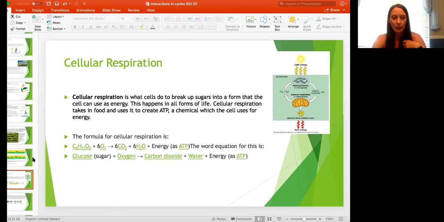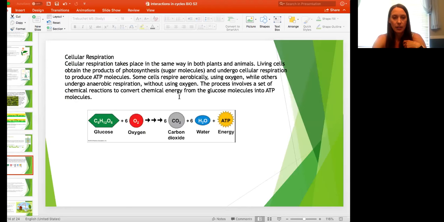Okay, you guys with me so far? I'm going to look at another little diagram of that, and go into a little bit more depth here. Cellular respiration takes place the same way in both plants and animals. Because we talked about how plants have to use that sugar to grow, produce fruits, vegetables, leaves. So both plants and animals go through cellular respiration. Cells obtain the products from photosynthesis. So we get that sugar, that glucose, and we undergo cellular respiration with the oxygen that we breathe in.